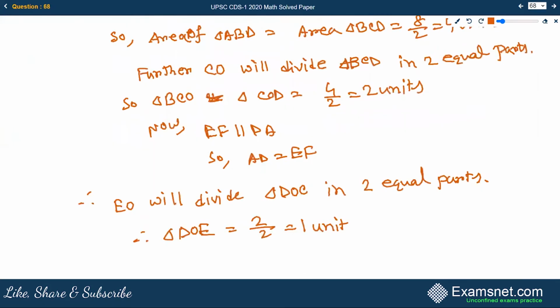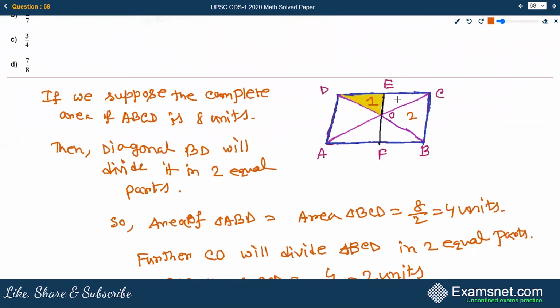So here DO is 1 unit and this is another 1 unit. All total they are 2 units. Now when DOE is out of this parallelogram plate, we will be left with only this much part. So here this is 4 units, this is 2 units, 1 unit, 1 unit, this is 4 units, this is 2 units, and this is 1 unit. So all together we can say 7 units.